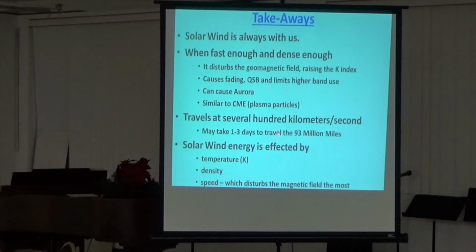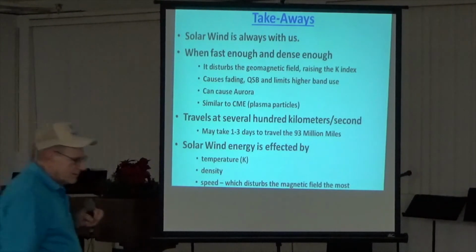The speed of the solar wind is probably one of the most important factors in how much it will affect our ionosphere and magnetic fields. So the energy, as we talked about before, is the temperature, the density, and the speed. So that's pretty much it.